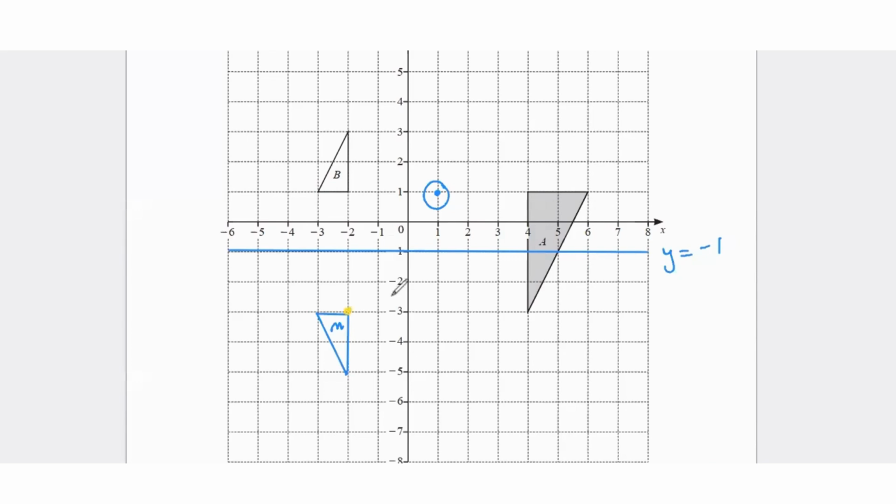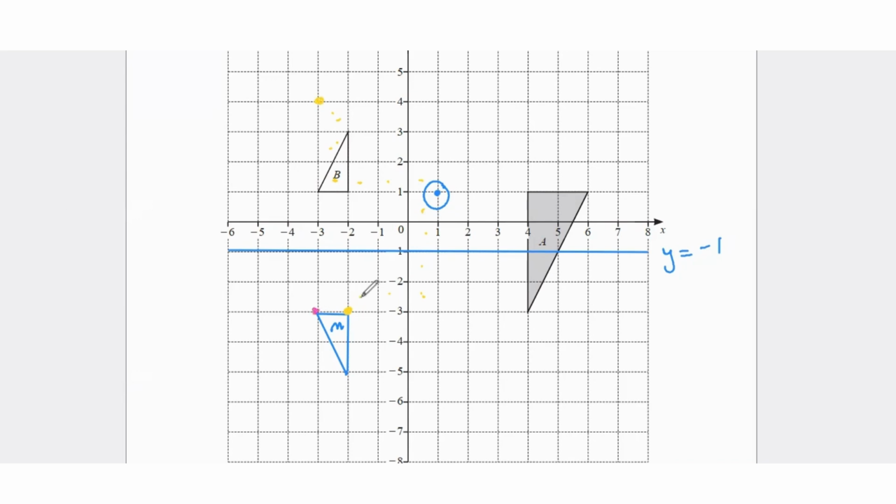If you look at this point, this is 1, 2, 3 horizontally, and 1, 2, 3, 4 vertically. So that's going to be over here. This is our first point.